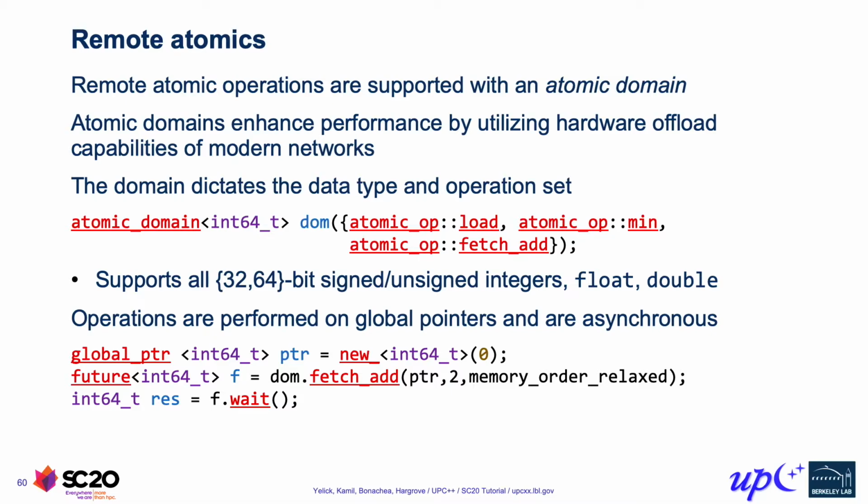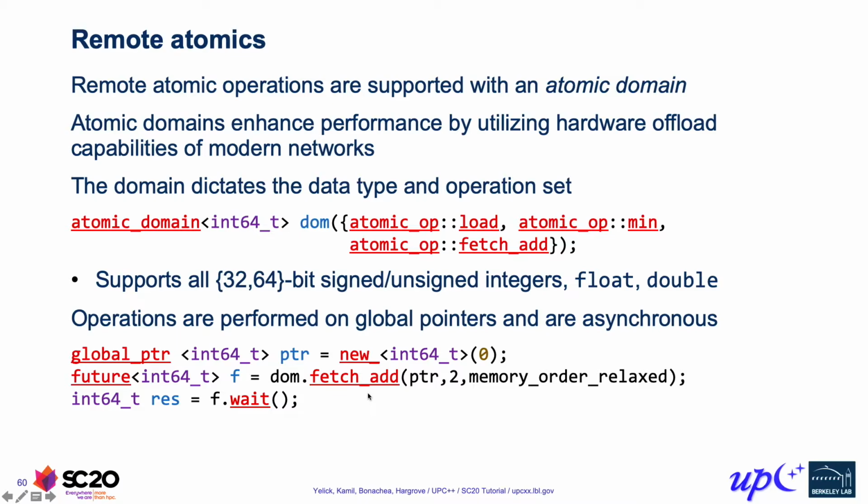Once we have an atomic domain, we can use it to do operations on global pointers. As an example down here, we've allocated an object in the shared segment using our new_ operation. And then we do a fetch add on that pointer with the increment that we want and also the memory order that we require.